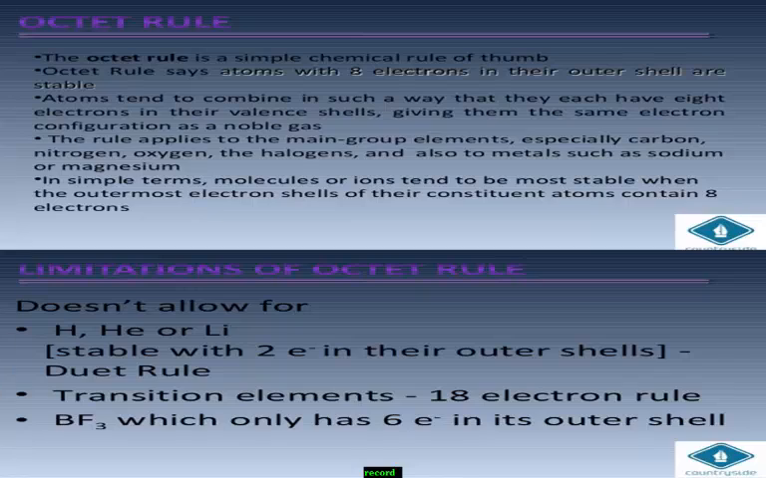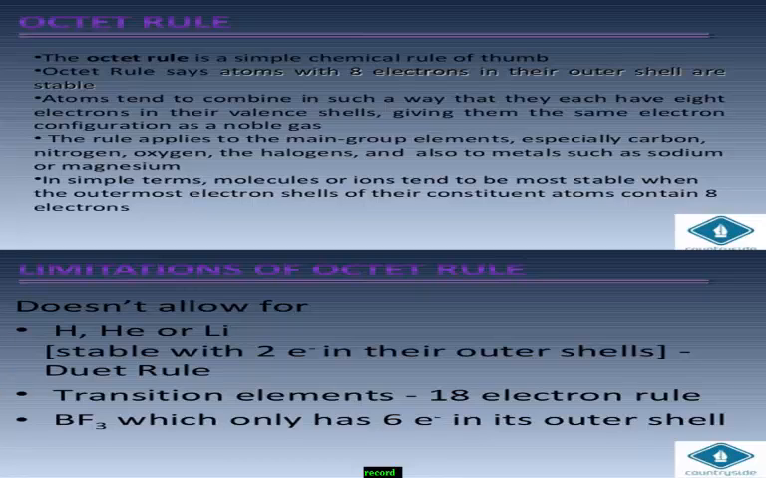Once again, see this point. According to the Lewis-Kossel theory, every atom tries to get octet configuration in its valence shell by gaining, losing or sharing of electrons. This is called the octet rule. The rule applies to main group elements, especially carbon, nitrogen, oxygen, halogens, and also to metals such as sodium or magnesium.